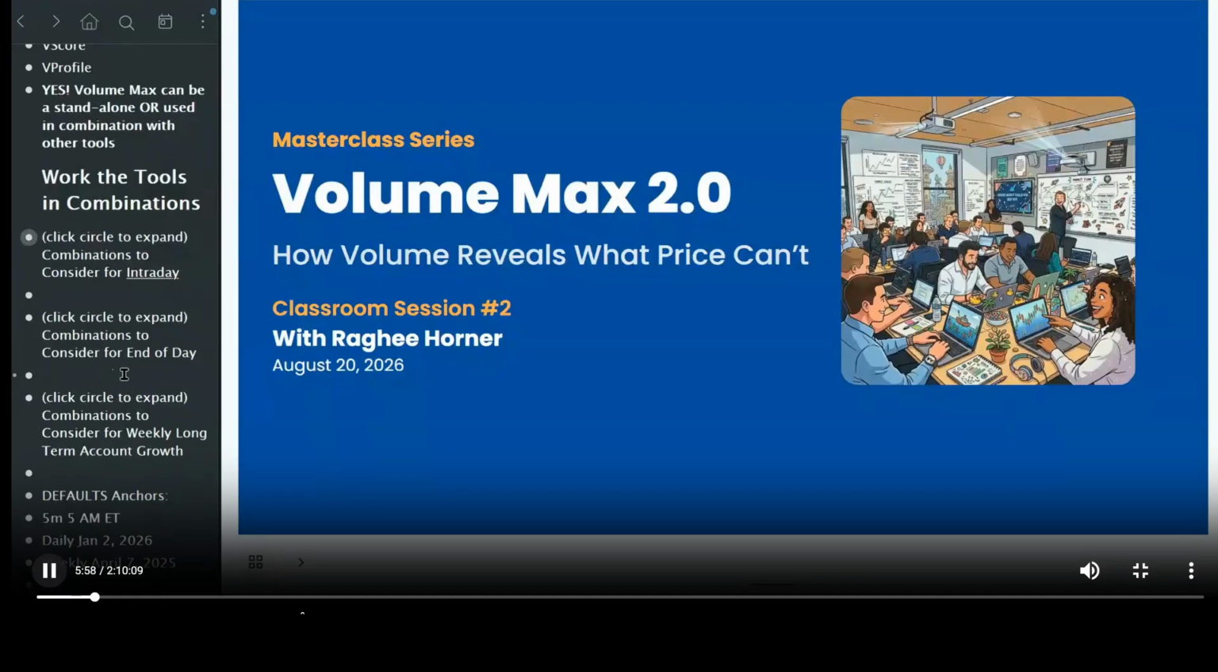And let's get to it. Now, since we covered intraday, I'm not going to go back into that. I want to get into combinations for end of day and combinations for weekly long-term account growth. And then again, if you have any questions, my only request is keep them as on topic as possible. That way we can have a nice seamless conversation covering all the things that you need to know to put this toolkit to work.